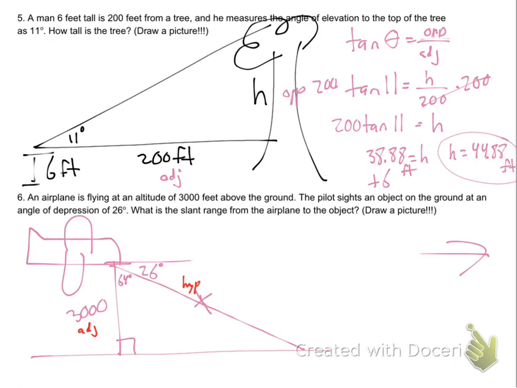So the cosine of theta is equal to adjacent over hypotenuse. Cosine of 64 then is 3,000 over x. Can you guys solve for x?